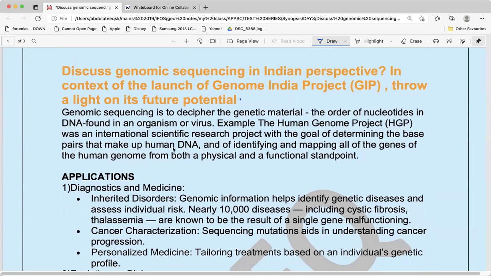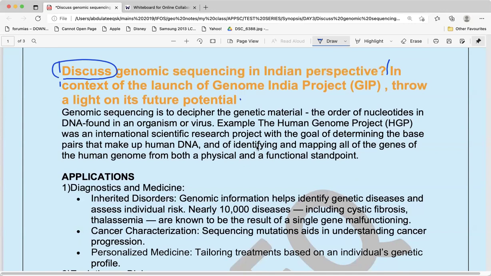So first, what should we do? How many parts are there in the question? Two parts again. So this is the first part and this is the second part. Then identify the question tag. Here the question tag is discuss. So what does discuss mean?